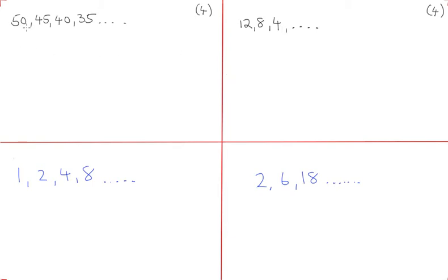All right, let's see how you did. So from 45 to 40, well, that's -5. From 45 to 40, that's another -5. 40 to 35, that's another -5. Okay, the pattern is we're minusing 5 to each number.